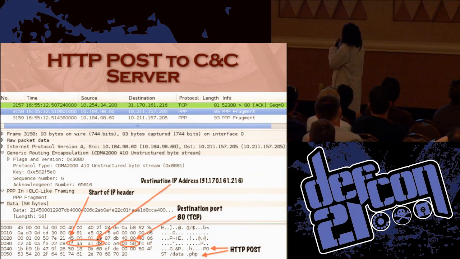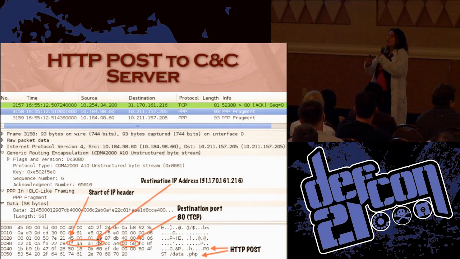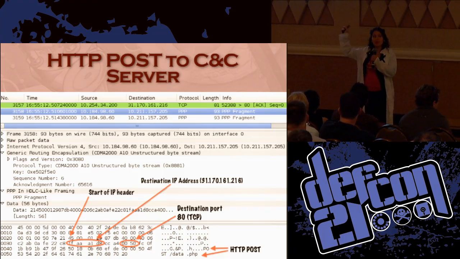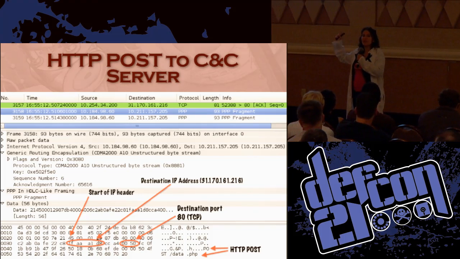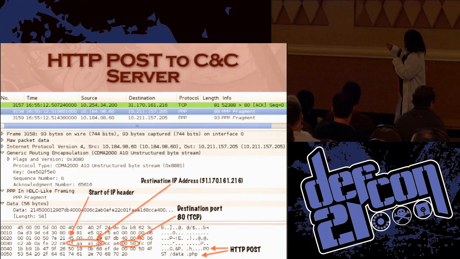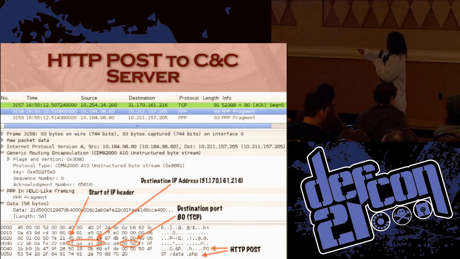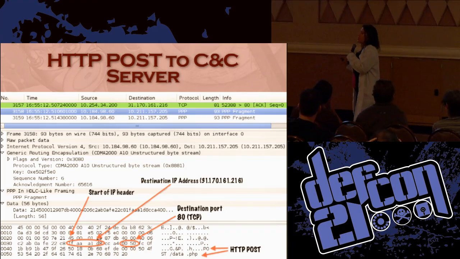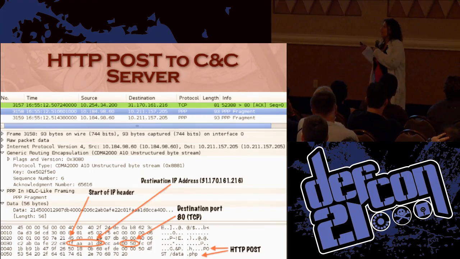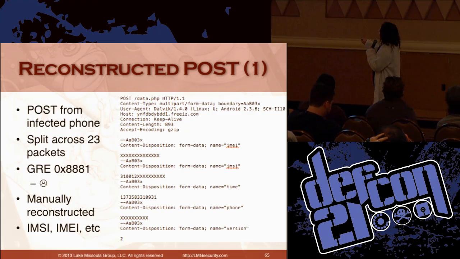Okay, so here is an HTTP post. This HTTP post message is the actual STELS command and control traffic. This is what the phone home message looks like when it's talking to the attacker's server in the Netherlands. So you can see here, PPP, Wireshark didn't dissect it, but you can see post/data.php. This post message was broken up across 23 packets, and I had to reassemble them manually, which was a real pain. Here's the first half of it.